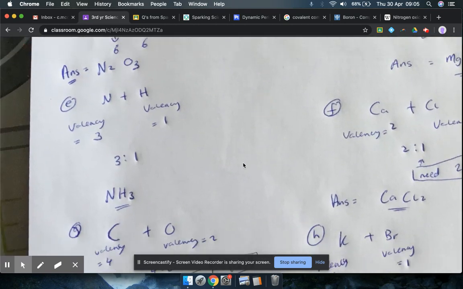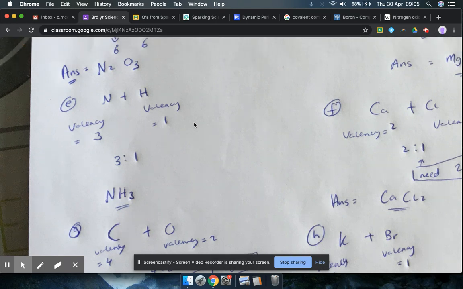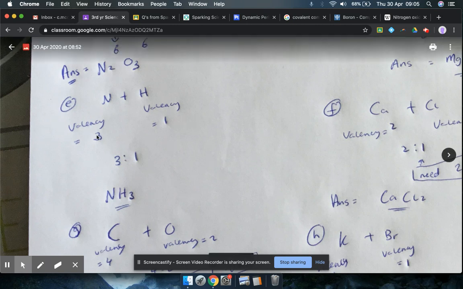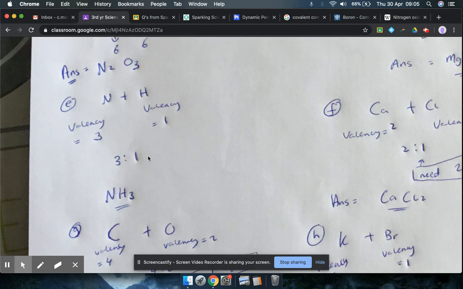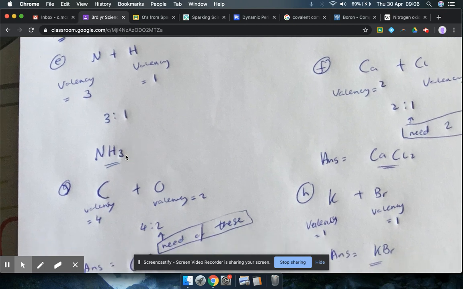On to E, we have N plus H. Nitrogen is in group 5, so it needs 3 electrons. Okay, so the valency is 3. Hydrogen is in group 1, it has a valency of 1. So 3:1. If we want to create a ratio that would match, we would have a compound which has 3 hydrogen to match the valency of 3. In other words, the ratio for this compound is 1:3.